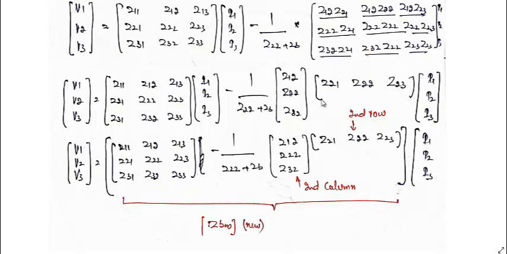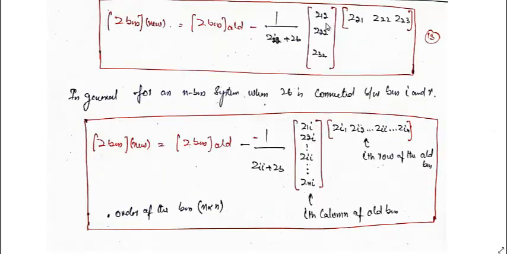So this becomes a constant voltage multiplied by a constant, and this whole constant will be the new Z bus. So this Z bus will be equal to the old Z bus minus 1 divided by Z22 plus ZB into the second column of the old Z bus multiplied by the second row of the old Z bus. And when we simplify this, we get the new Z bus. So in general, for the earlier case, Z bus old minus 1 divided by Z22 plus ZB into the second column of the old Z bus, and this is the second row of the old Z bus.